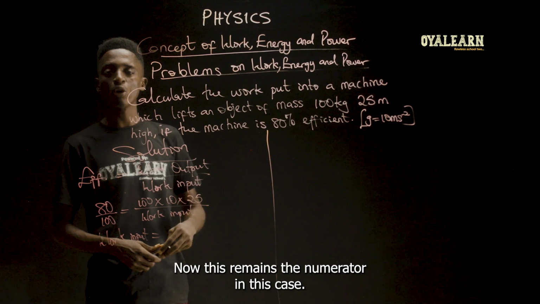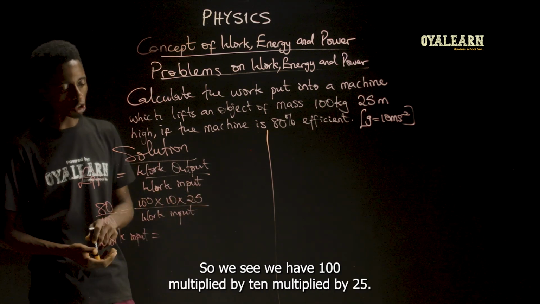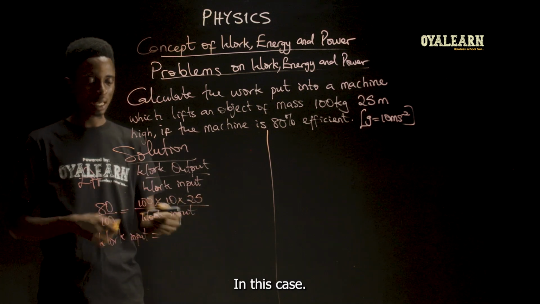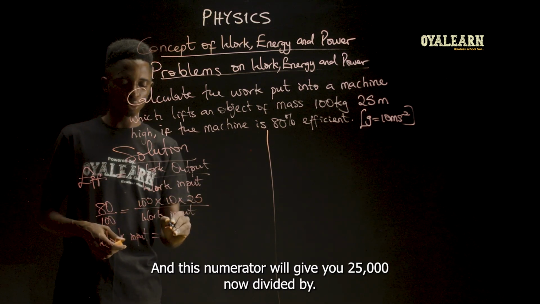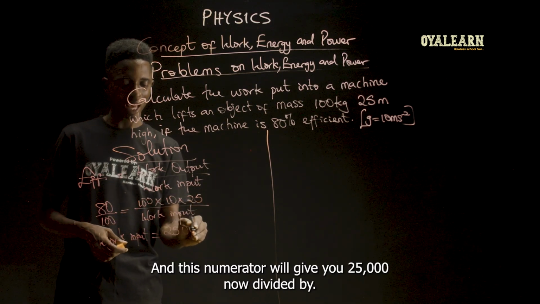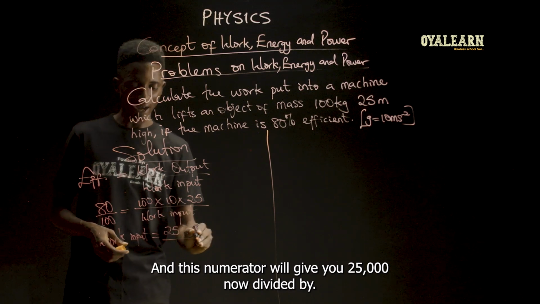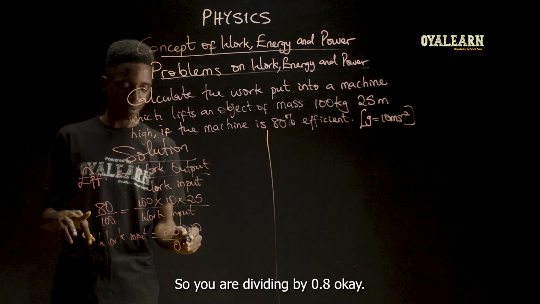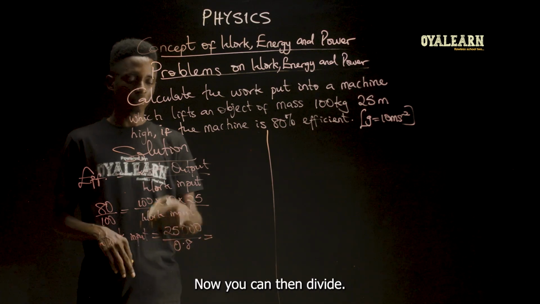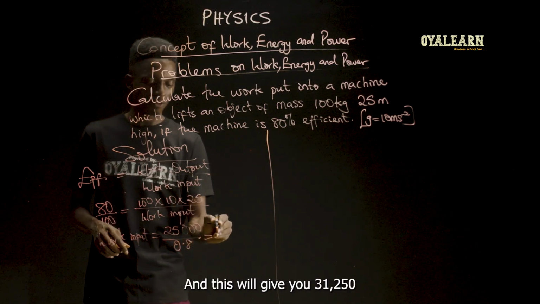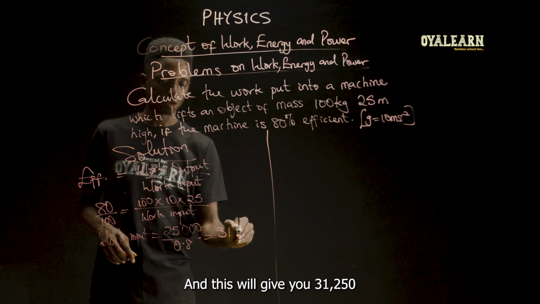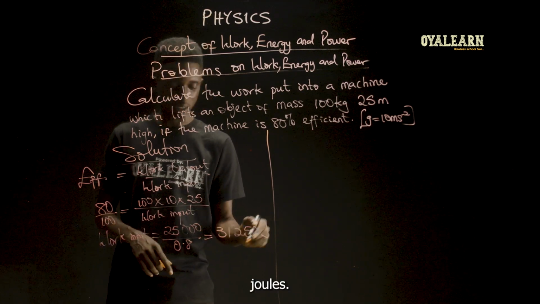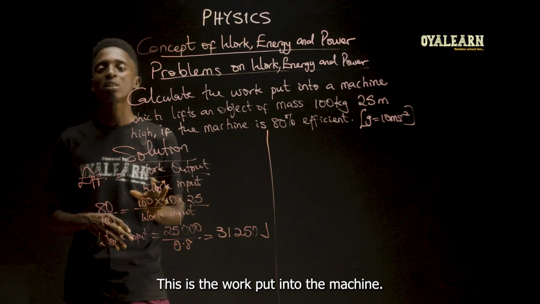So now we can just solve for work input directly by saying work input equals, now this remains the numerator in this case. So we have 100 multiplied by 10 multiplied by 25. And this numerator will give you 25,000. Now divided by, when you resolve this you get 0.8. So you are dividing by 0.8 here. Now you can then divide and this will give you 31,250 joules. This is the work put into the machine.